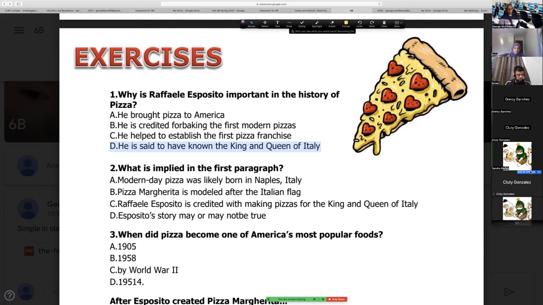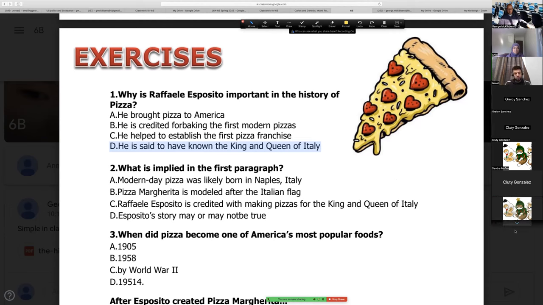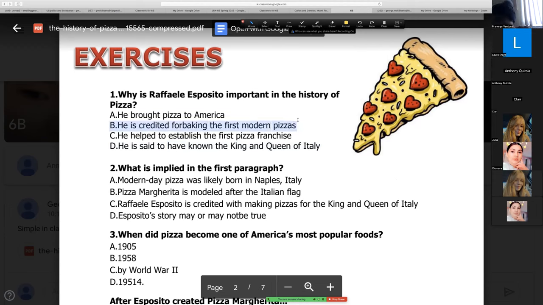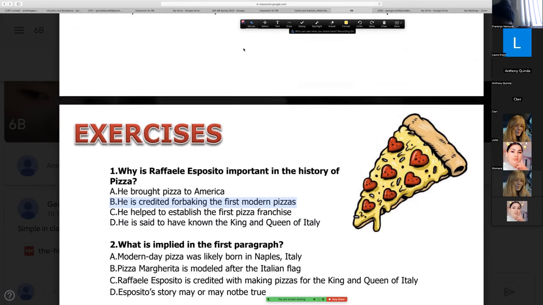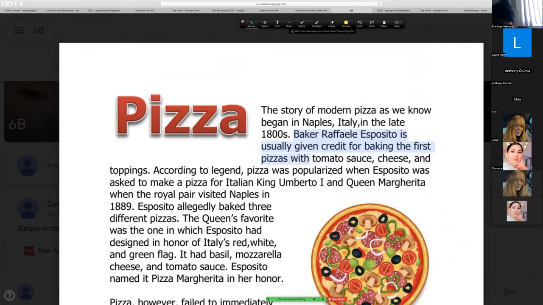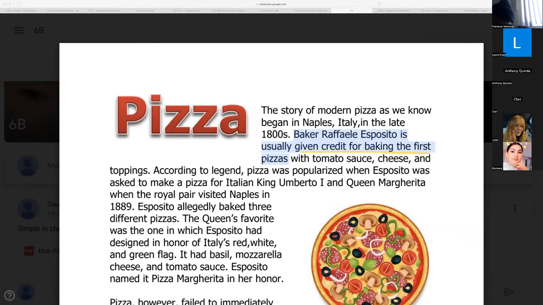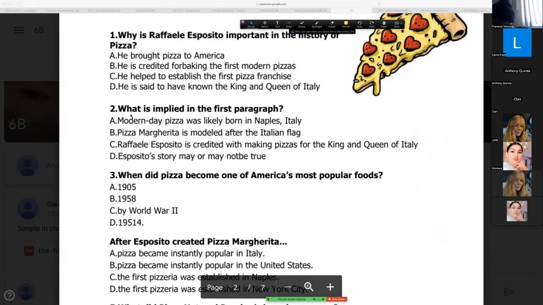Let's see. Who argued B? Me, Sandra. Sandra, give me an argument. Why is it B? Because in the first paragraph it explained his credit for baking the first modern pizza. And oh wait, there it is. Yeah, you're right. Boom. Right there. Given credit for baking the first modern pizzas. It is B. Even though the language is not that complicated, this is a good exercise, reading comprehension.